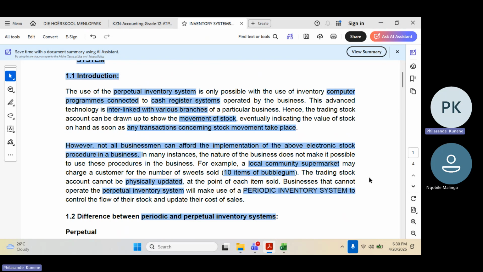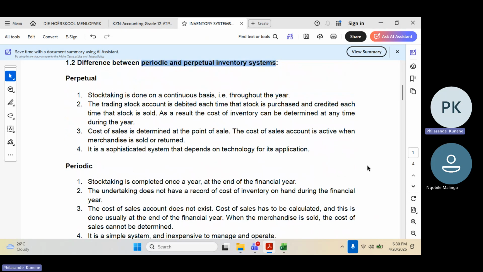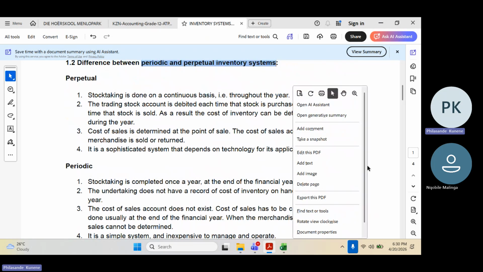Exactly. That's very good. It doesn't update immediately. That is a periodic inventory system. It doesn't update at all until we have to do the stock count. Maybe if we decide to do it monthly, once a month or once in a year, it depends on the policies of that company. But perpetual, it updates immediately, or it updates on a daily basis. It updates immediately after the movement of stock. That's what perpetual does, of which periodic doesn't do that.